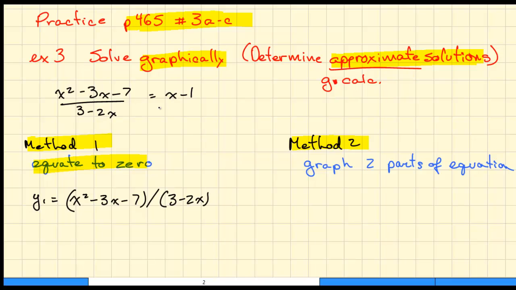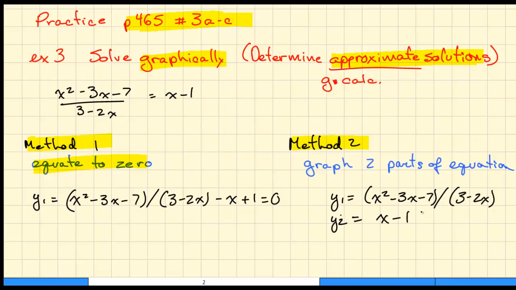Close the brackets. We're going to subtract x and we're going to subtract negative 1. So we're going to get minus x plus 1. And that's going to be equal to 0. We're going to graph that in a moment. For method 2, if we wanted to do it that way, we'd say y1 is equal to, brackets again, x squared minus 3x minus 7. Close the brackets and divide by 3 minus 2x. For y2, we'd have the right side of the equation, which is just x minus 1. When we solve in this method, we're actually going to be looking for the x-intercepts, the zeros.